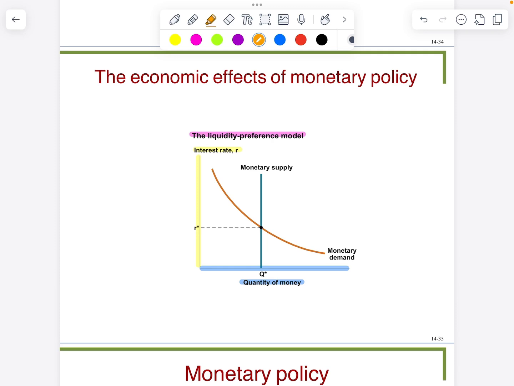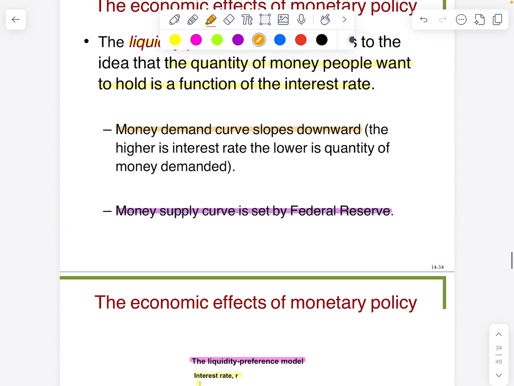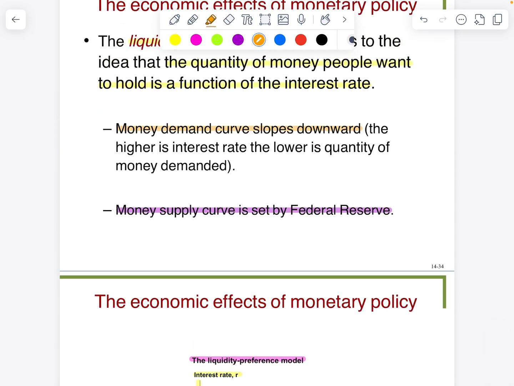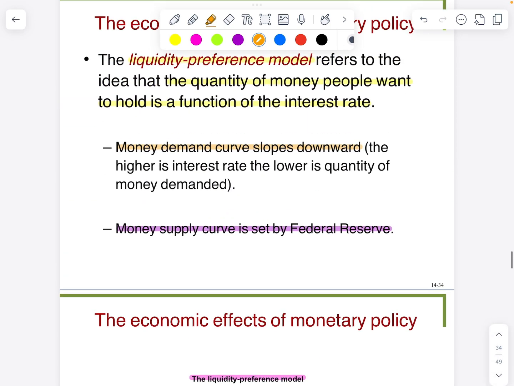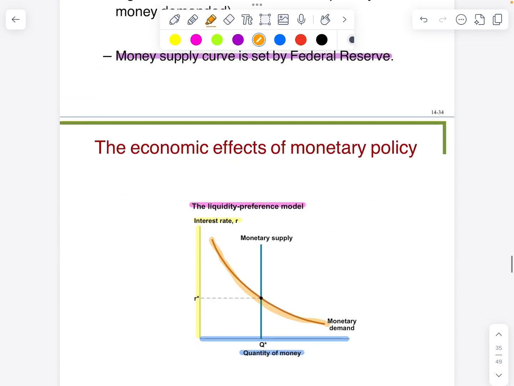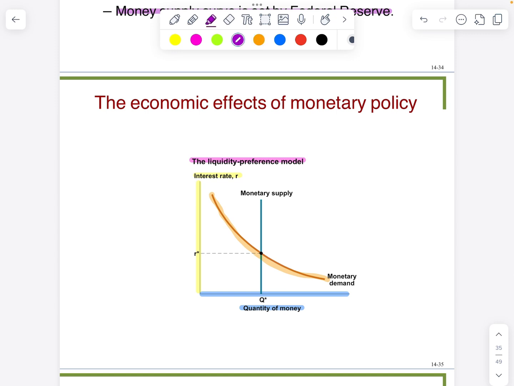Okay, and then as we discussed above, the money demand curve is going to slope downward. So that is this line right here, that downward sloping line. And then the money supply curve is set by the Federal Reserve, and that money supply curve we said was going to be that vertical line. And here it is right here in the graph. So now you know what all the different parts are, and with that we can go ahead and analyze different scenarios and different things that occur with this model.